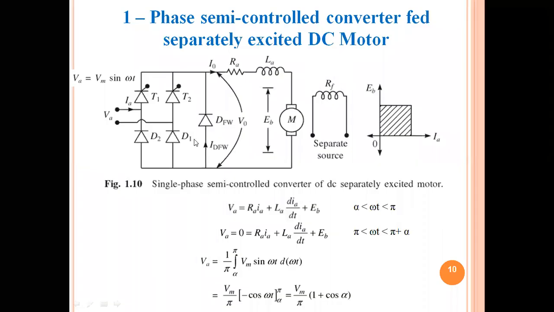So there is no input given, and this motor is shorted by this freewheeling diode, which means there is no voltage across the motor because the diode is shorted. In the short circuit condition, the voltage is 0. So that is the reason why in this equation VA, there is no voltage applied in this mode. It is pi to pi plus alpha, 0 to alpha. So 0 equals I RA plus LA dIA by dt. So these are two equations for these time durations.